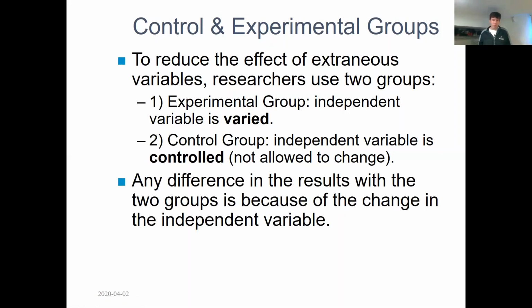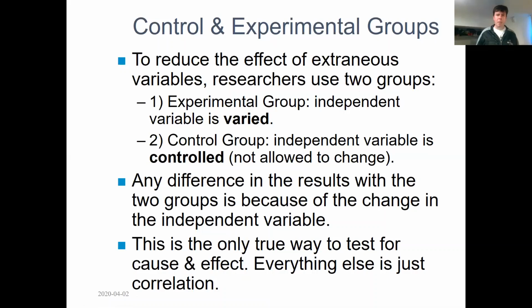So that's the final thing. Any difference in the results with the 2 groups is because of the change in the independent variable. You're now done. You can prove cause and effect. This is, of course, a huge process, lots of experiments, lots of money and time that go into it. And that is why so many people just use correlation, because it's something that you can do immediately on a spreadsheet, and it's just looked after for you. So that's your only true way to test for cause and effect. Everything else is just correlation, and that's why we spend so much time on correlation.